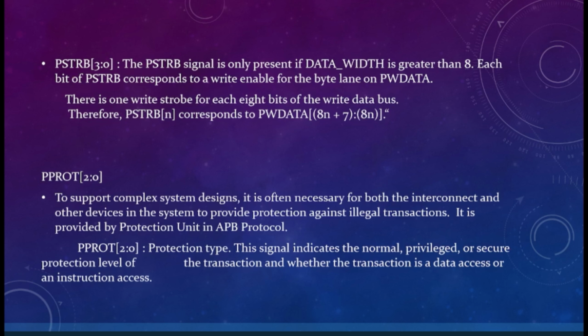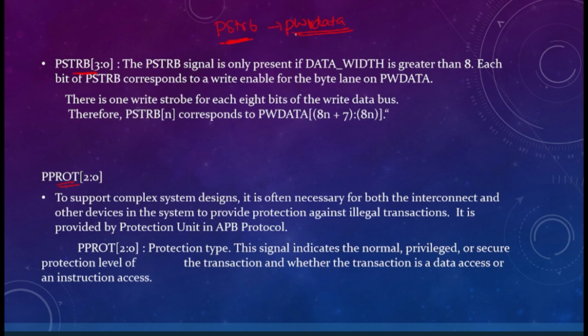The remaining two signals are PSTRB and PPROT. The strobe signal is only present if the data width is greater than 8. Basically, you will find this PSTRB signal only for write data. You don't use this PSTRB signal for read data. You should first remember that: PSTRB is only for PWDATA, but not for PRDATA.